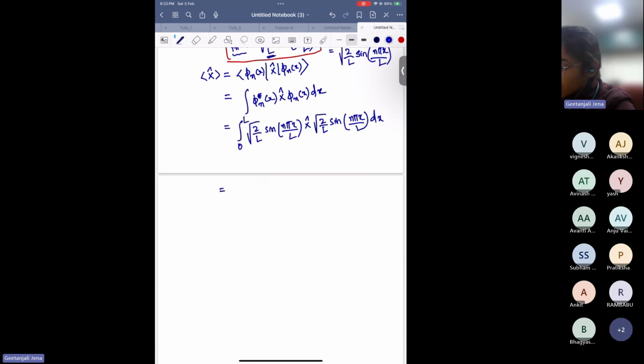Now if you solve it, it will be sine square n pi x by L times x dx. The x operator, when it acts on any function of x, will give x phi n of x.